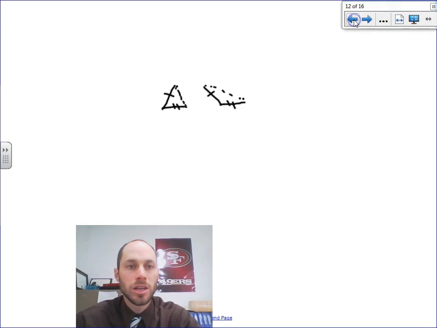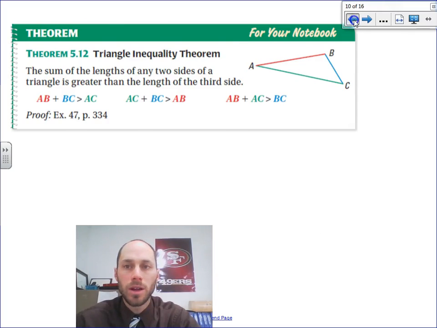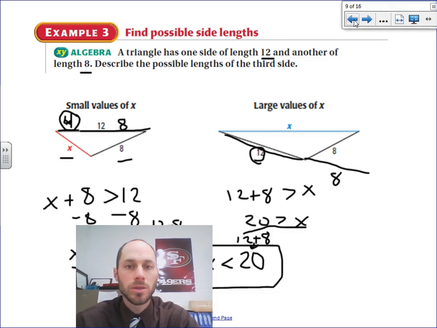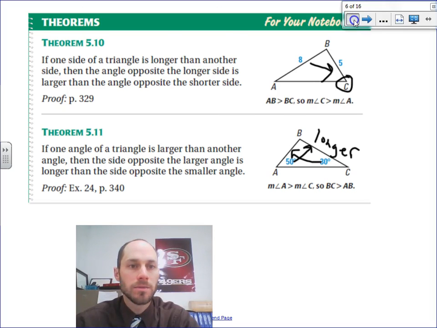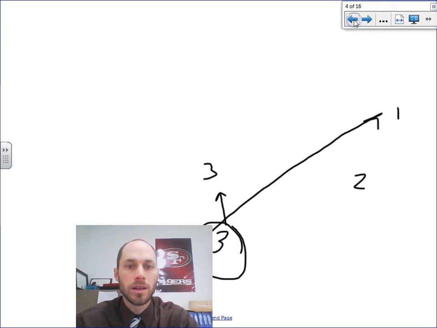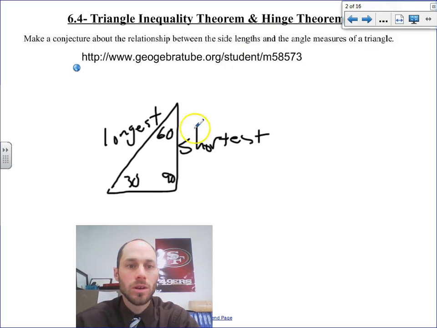So we explored the Hinge theorem. We took a look at the triangle inequality theorem to find different measurements of the third side of a triangle and find possibilities for triangle side lengths. And we also compared triangle lengths to show where the longest and shortest sides are.